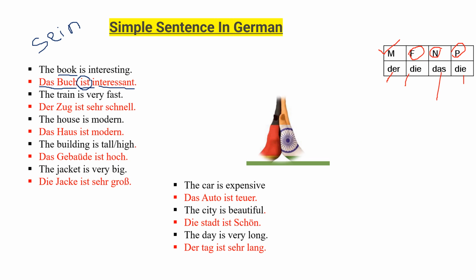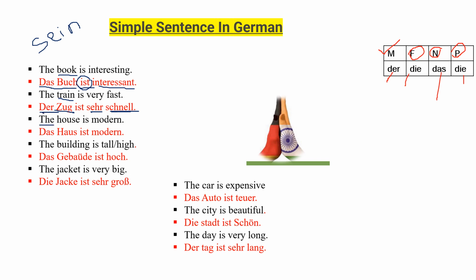The second sentence is: the train is very fast. All right, so how can you write this in German? The train is called Zug, so der Zug ist very fast. Very is sehr, right? Fast is schnell. The verb and the article would be there. Der Zug ist sehr schnell.